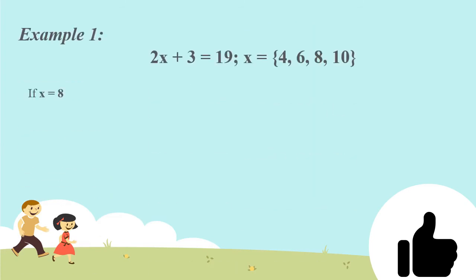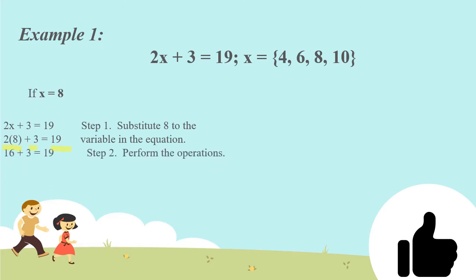Now we will use 8. If x is equal to 8, substitute 8 to the variable in the equation. 2x plus 3 is equal to 19. So our x here is 8. So 2 times 8 plus 3 is equal to 19. Then perform the operations. 2 times 8, that is 16, plus 3. And our right side is 19. So as you can see, 16 plus 3 is equal to 19. Therefore, it is true.